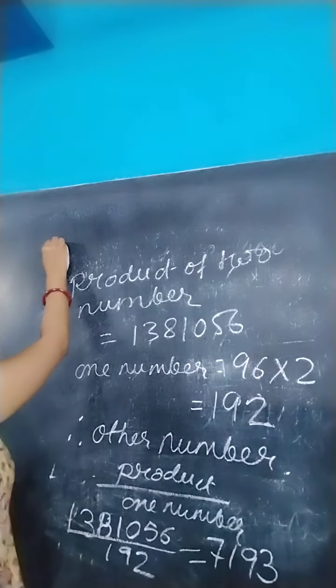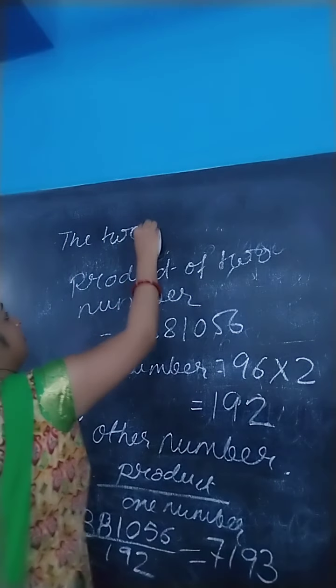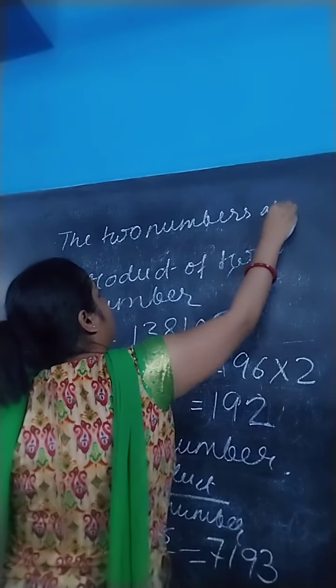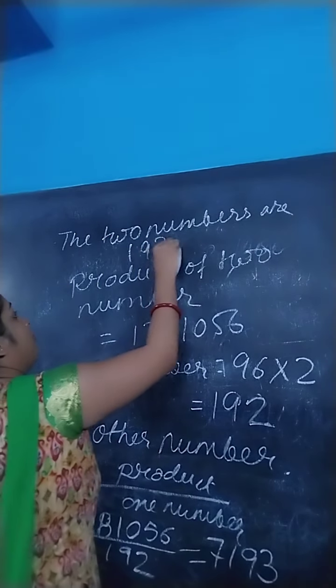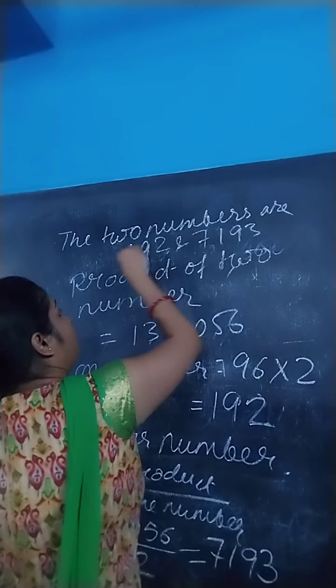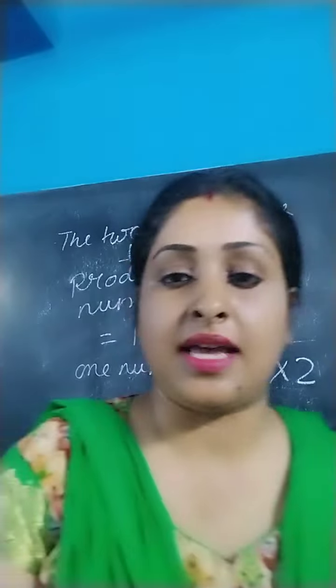The two numbers are, I am writing over here, 192 and 7193. These are the three important sums for today.